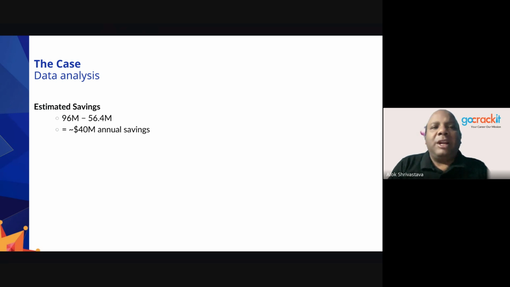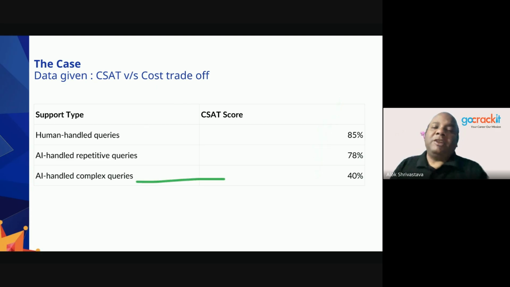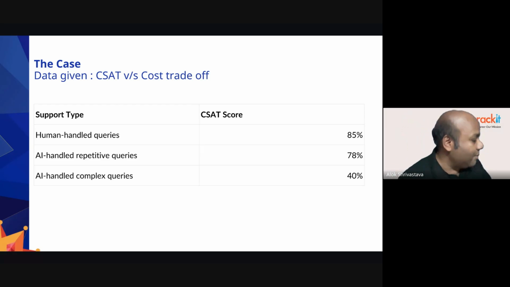Now, what we are talking about: while the cost saving is good in the AI plus human hybrid perspective, we will also need to be aware of the CSAT score, customer satisfaction score, which we have seen that human handled queries have the highest CSAT score. AI handled repetitive queries have a 78% CSAT score, which is good, I would say. But AI handled complex queries get 40%, which is very bad, right? So let's see what the impact on CSAT score will be if we use a hybrid approach.